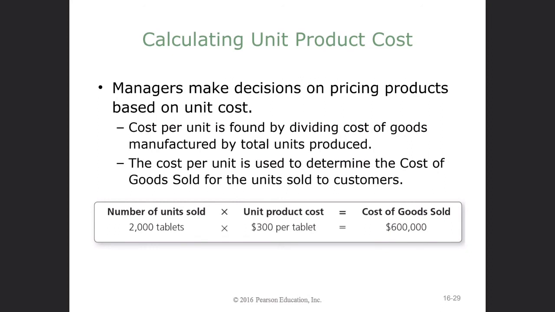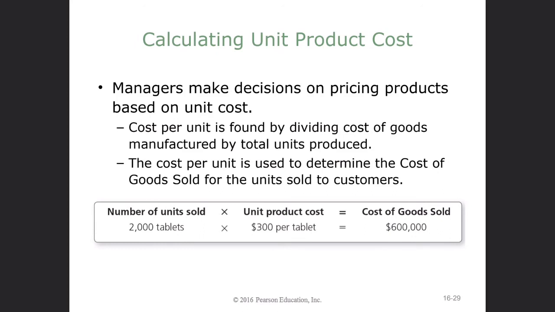If you create the tablet for $300 and you're selling them for less than $300, you're selling them at a loss, so you're losing money. So you want to sell them for more than $300.